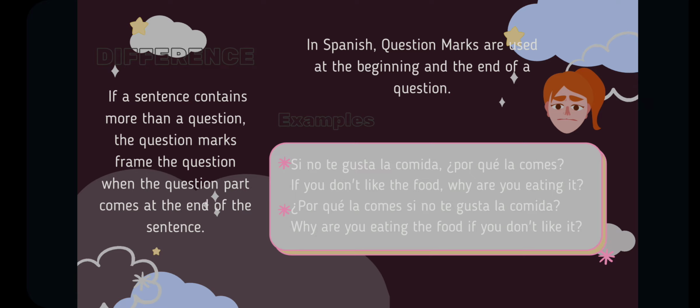Furthermore, only the last part is the question, and thus the inverted question mark comes near the middle of the sentence. ¿Por qué la comes si no te gusta la comida? Why are you eating the food if you don't like it? Those are the main differences between the question mark in Spanish and the question mark in English.